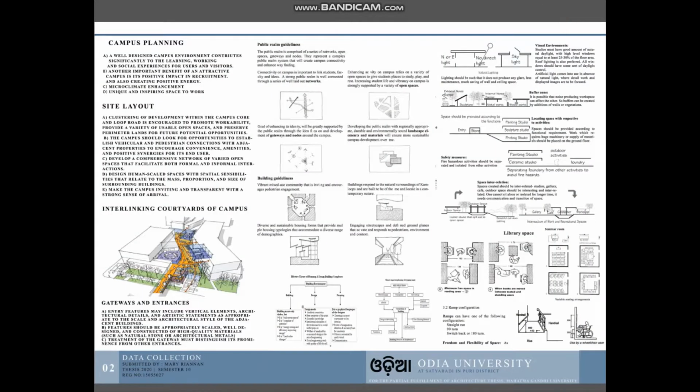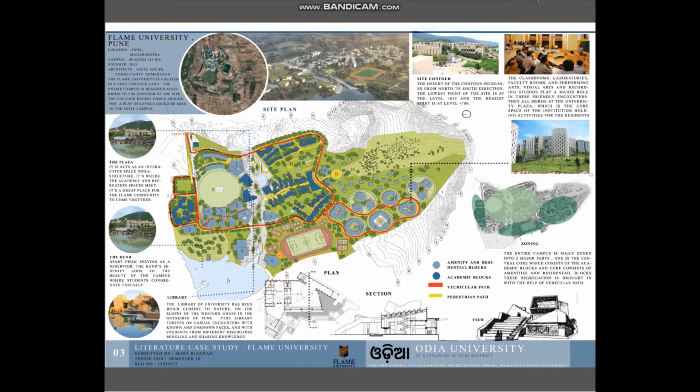Data collection. I have collected data regarding campus planning, site layout, interlinking courtyards of a campus, public realm guidelines, natural lighting, and furniture layouts in classrooms, seminar halls, and library, etc. A total of 4 case studies I have done, in which 2 are live case studies and 2 are literature case studies. My first literature case study is Flame University.